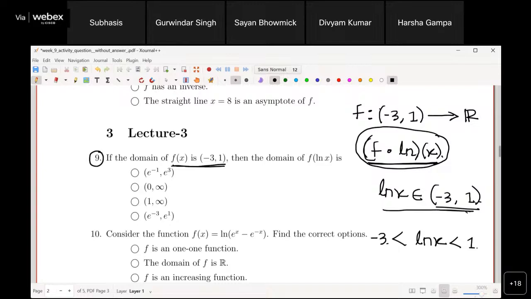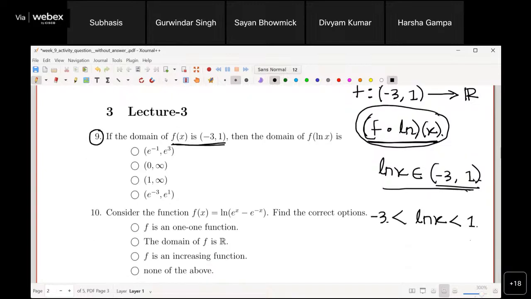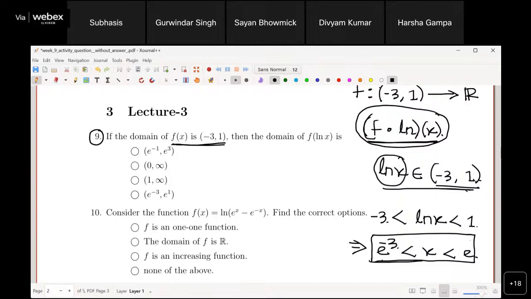Now you take e to the power in both the sides. If you take e to the power -3, this is x, this is e to the power 1, correct or not? Yes, sir. So we are done then. Basically in this range my composition function is defined, because in this range my ln of x will land inside this interval, so that's why the composition makes sense. So this is the domain of this function. Clear?